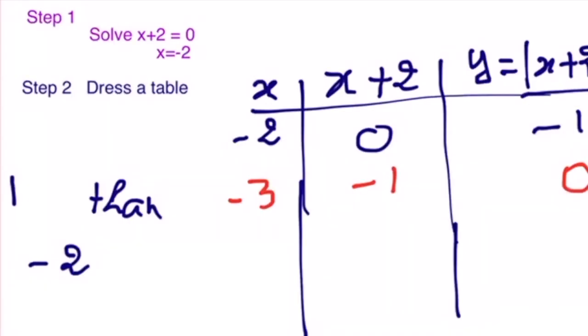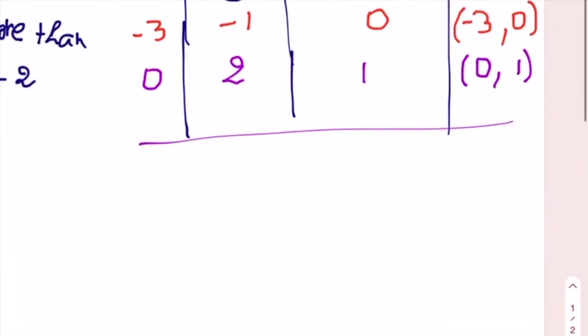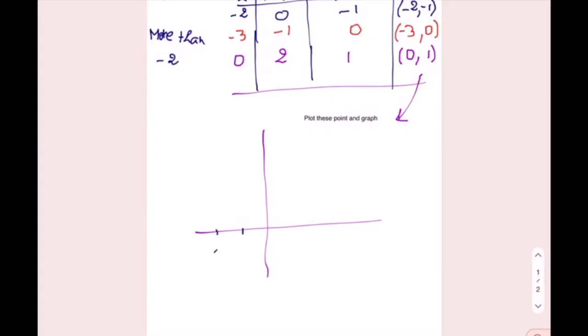Now we take another point with x more than negative 2. For example, I can take 0. You substitute and you get your point: 0 for x, 1 for y. Here we are. I have 3 points, enough to graph my function. Now I plot these points and I join them with 2 half lines and I get my graph. A V shape, remember. This is the vertex at negative 2 and negative 1.